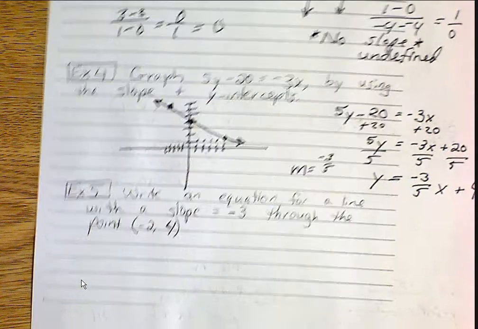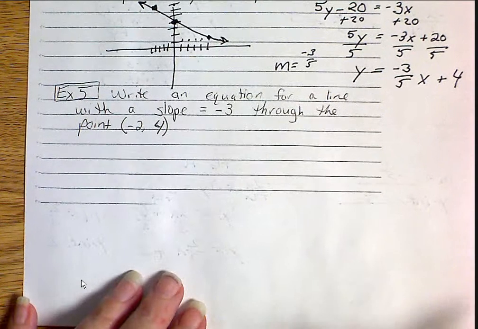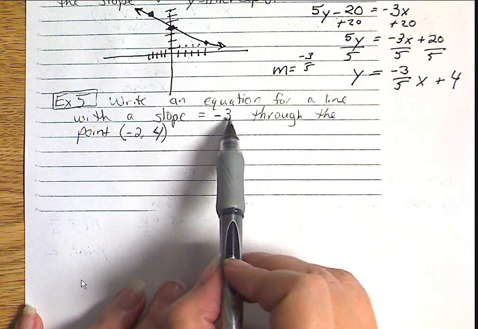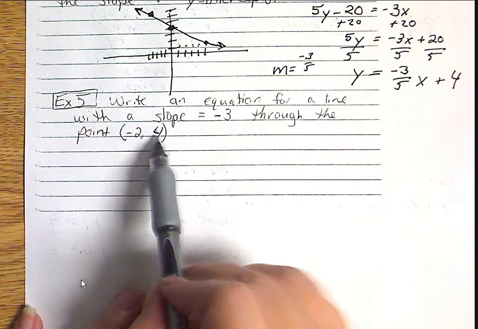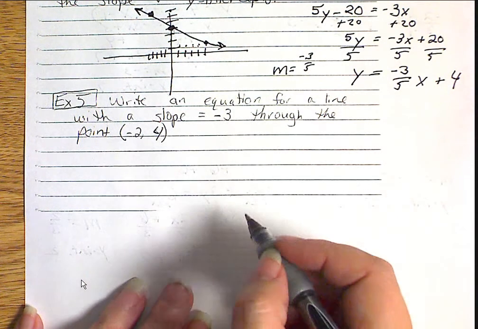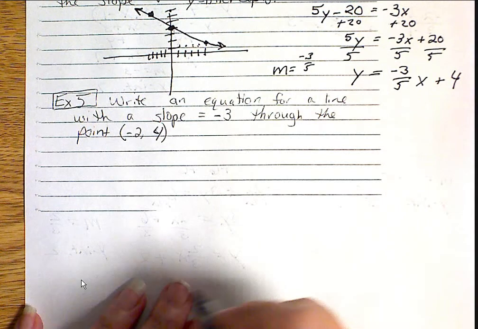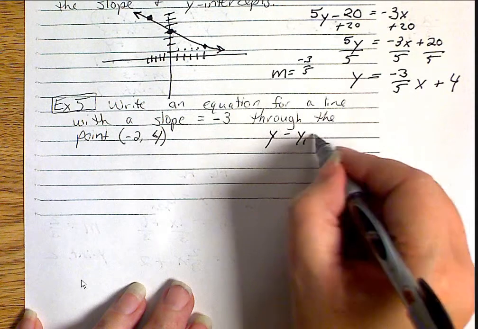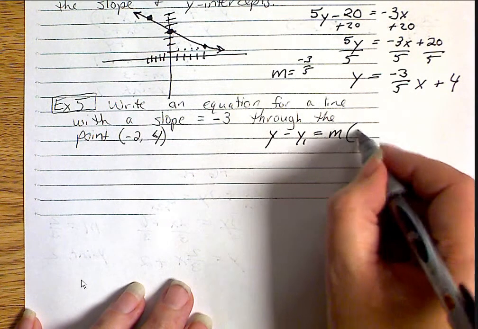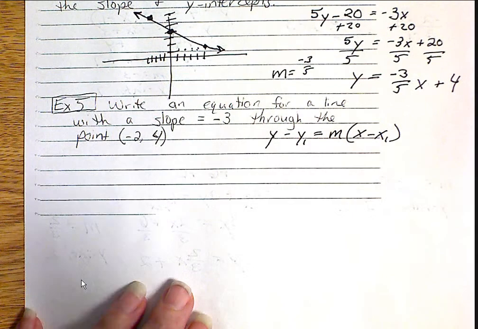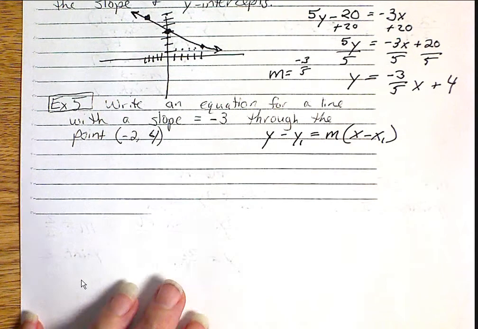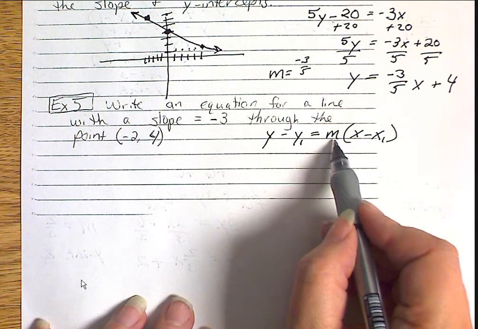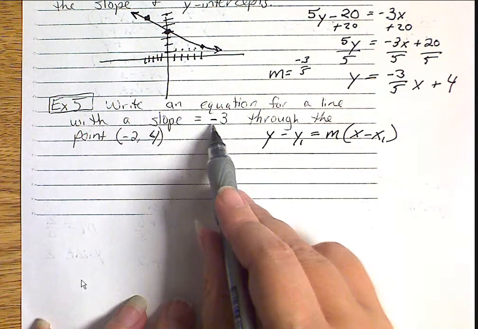And the last thing now, it says to write an equation for a line with the slope of negative 3 through the point negative 2, 4. So what equation do I have to use? So y minus y1 is equal to m times x minus x1. That's the one that you're going to be using for your homework tonight too. What was m? M is my slope, so it's negative 3.